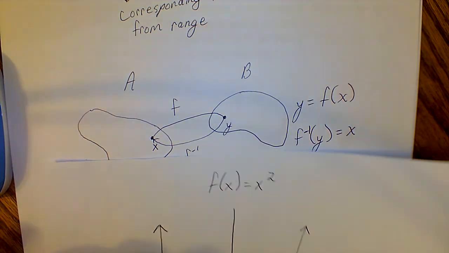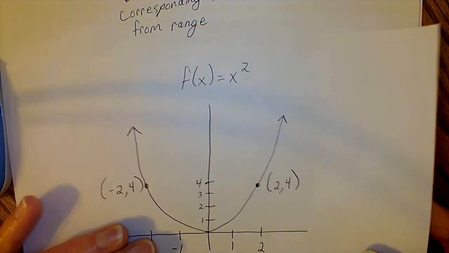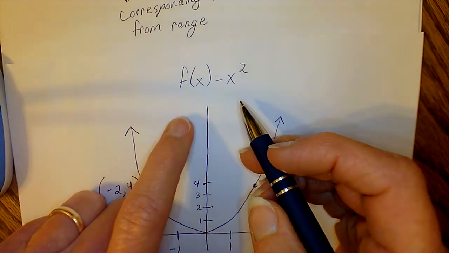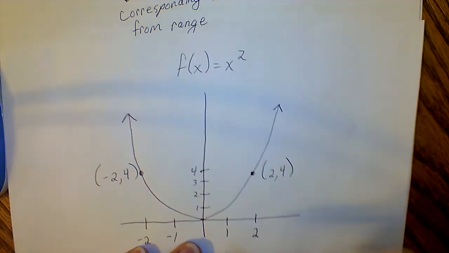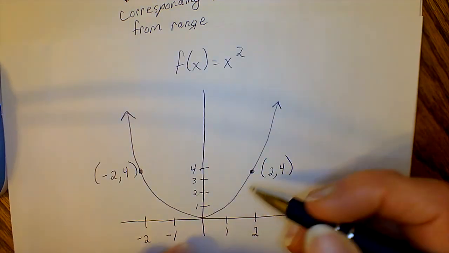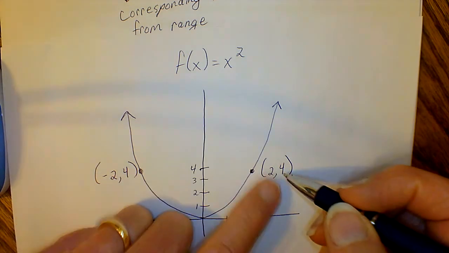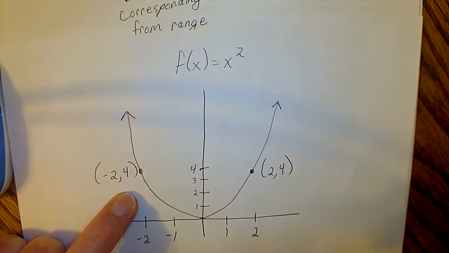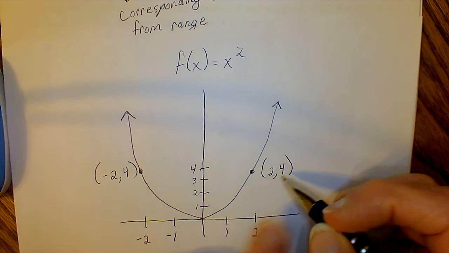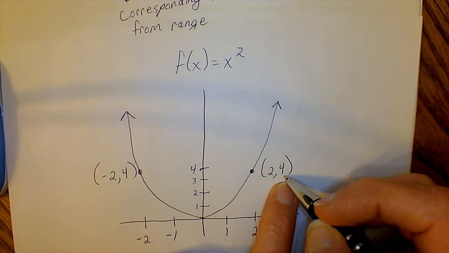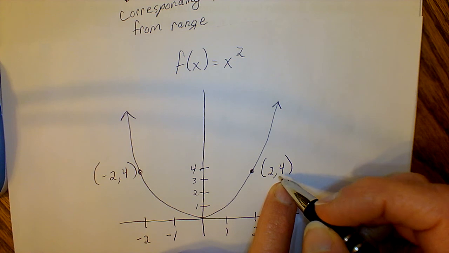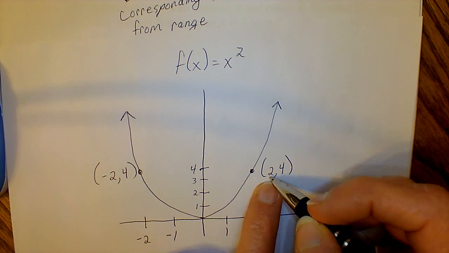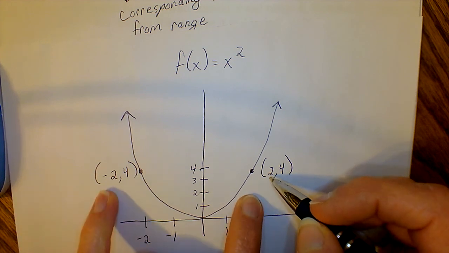Not all functions are going to have inverse functions. In fact, let's look at f of x equals x squared, and let's consider the fact that when I plug 2 into x squared, I get 4. When I plug negative 2 in there and I square negative 2, I get 4. So if I were trying to go the other way, if I was trying to start with the value over here and figure out where I started, I run into a problem. I don't know if I started with 2 or if I started with negative 2.